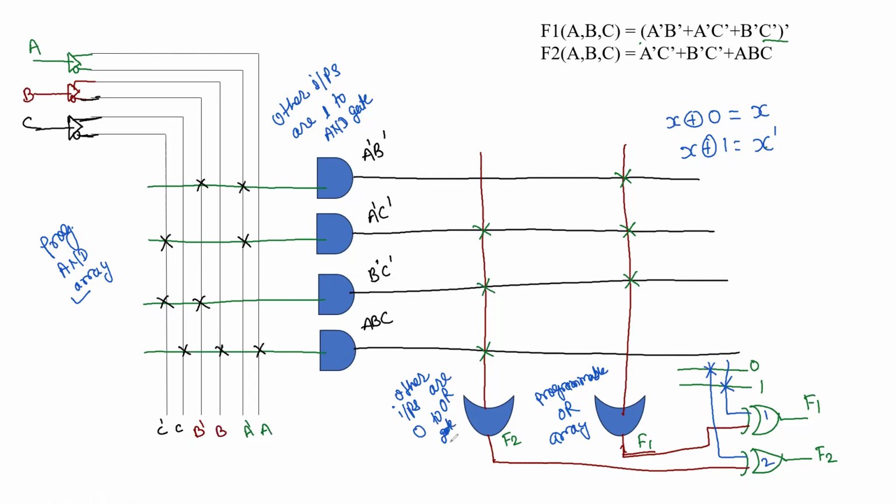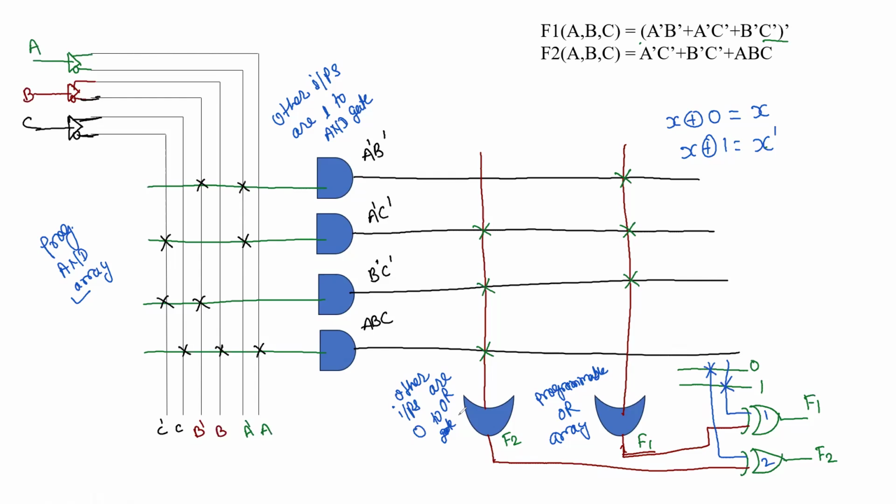Since in case of OR gates, we know that if a single input is 1, the output will be 1. So this concept is used here. If a complement is there, then only an XOR gate is required. Otherwise, up to the OR gate only, we are going to get our desired result. So this was the explanation about how this PLA is going to work.